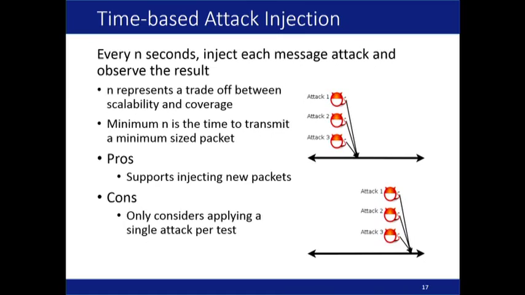The benefits of this approach are that it supports injecting new packets into the network, so we can find that category of off-path attacks that I talked about. The downsides are, again, we're only considering applying a single packet modification or injection per test, which means we still can't find the TCP close-wait resource exhaustion attack.